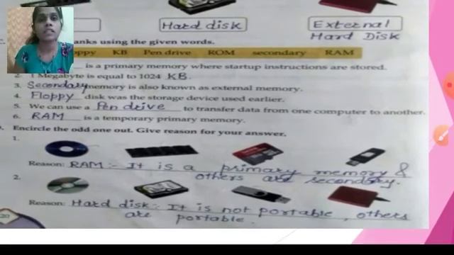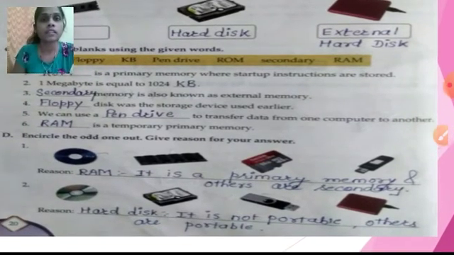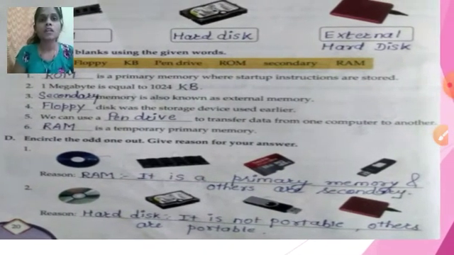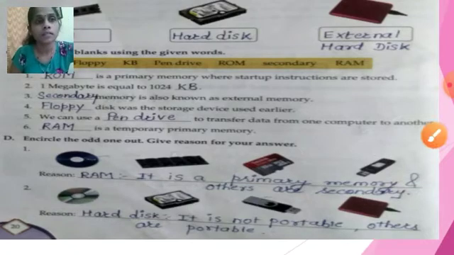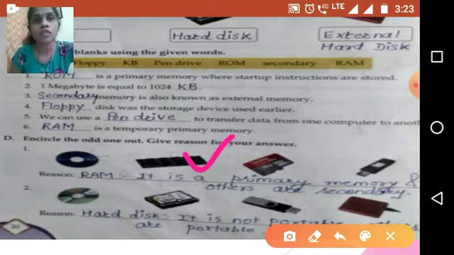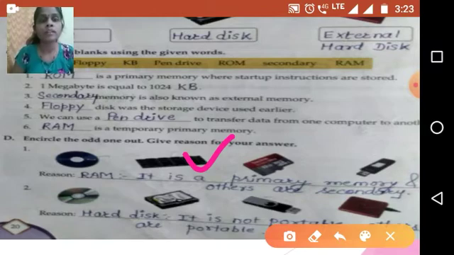Now we will see this question, I think this is your D. Circle the odd one out and give the reason also. So I encircle RAM here because RAM is the primary memory and the others are the secondary memory. So RAM is a primary memory and others are secondary.